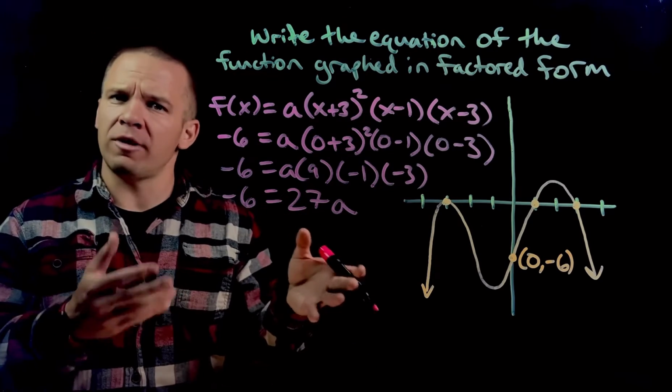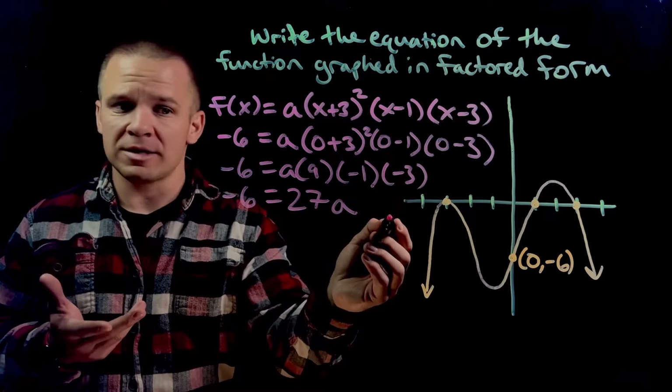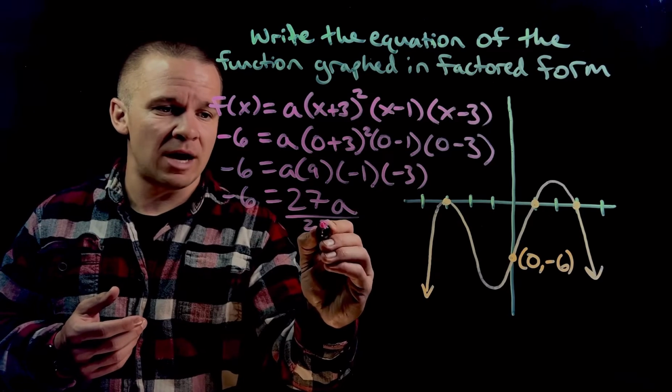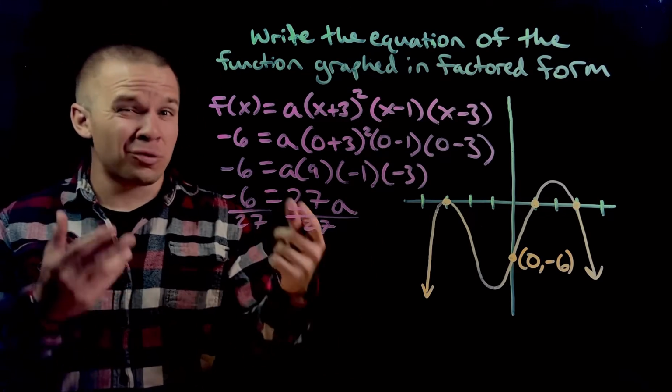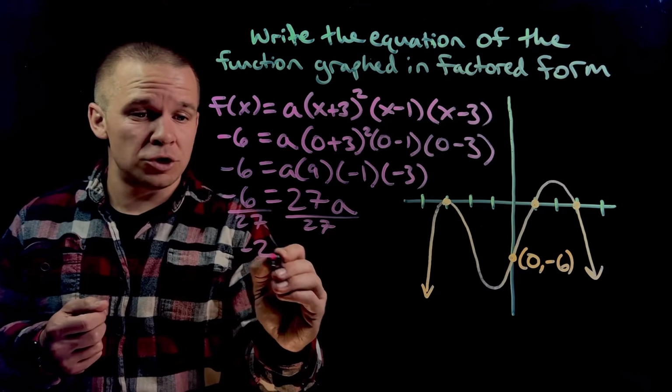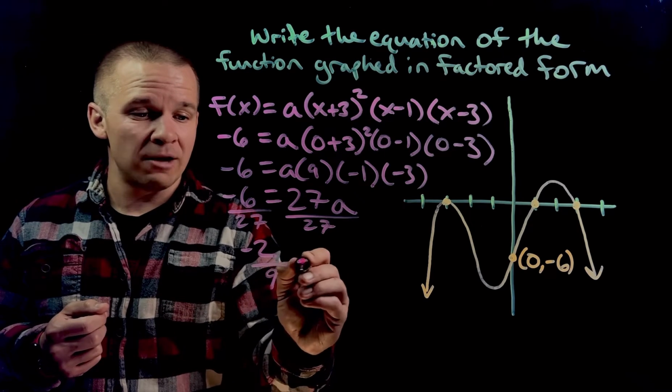So how do I solve for a? Well, I'm going to divide by 27, right? So divide by 27 on both sides. And now I can reduce. Well, these are both divisible by 3, so I'm going to be left with -2 over 9 for my a value.